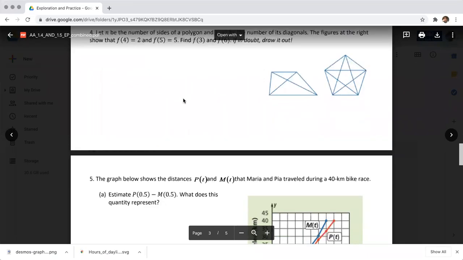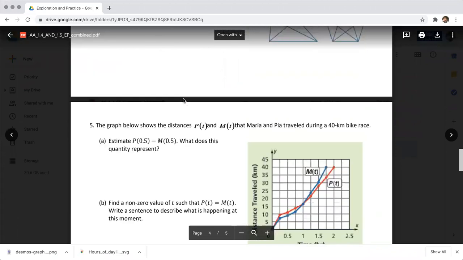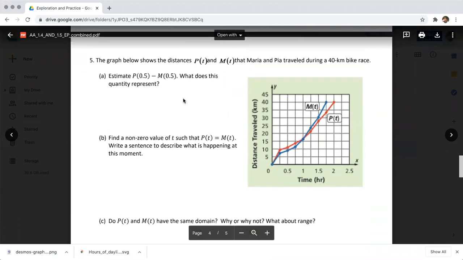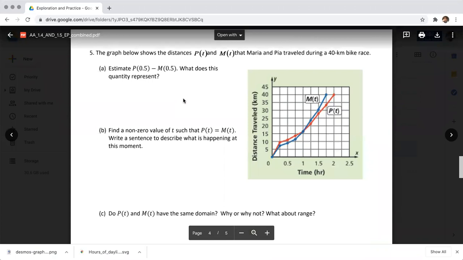Okay, great. So last problem is, actually it's not, but we've got 5 and we've got 6. So let's look at 5 first. So P of t and M of t. Maria and Pia traveled during a 40-kilometer bike race. Estimate P of 0.5 minus M of 0.5. What does this quantity represent? So that is looking like we are looking at this zone right here, right? Because here's 0.5. Here's P of 0.5 and M of 0.5.